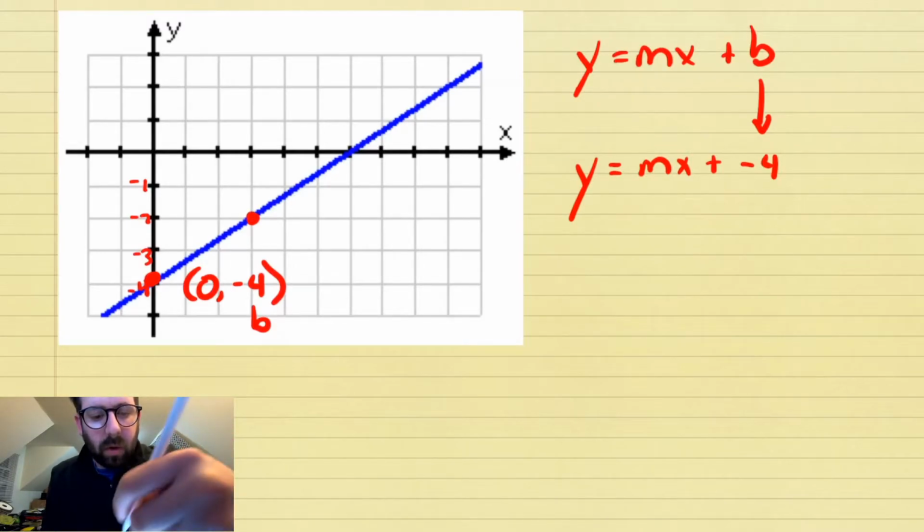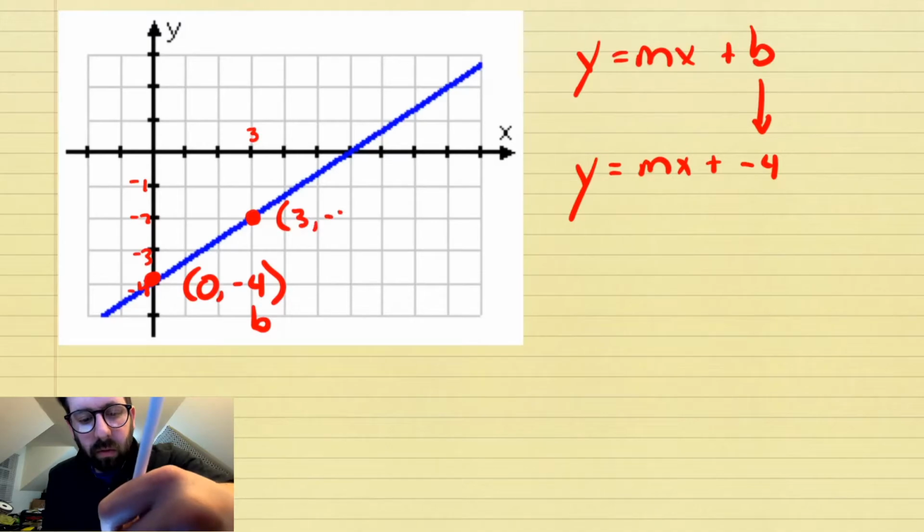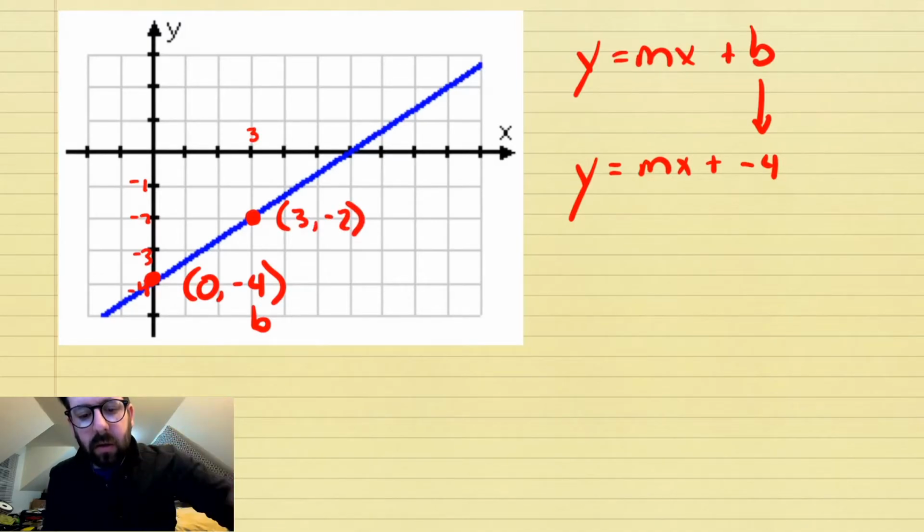Now, another coordinate. If I pick a number down the road, maybe I'll pick this dot here. This coordinate is 3 over, 2 down. So 3 over, negative 2 down. So there's my coordinate, and now I can go to my slope.